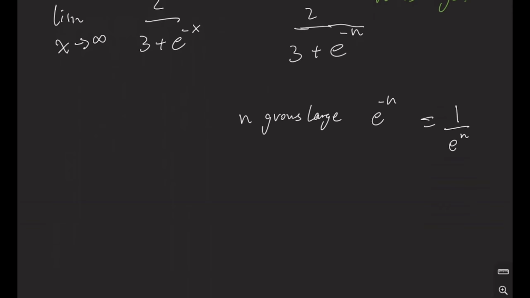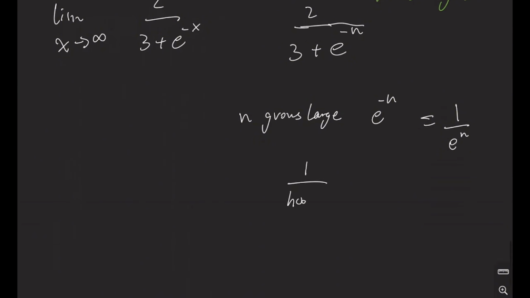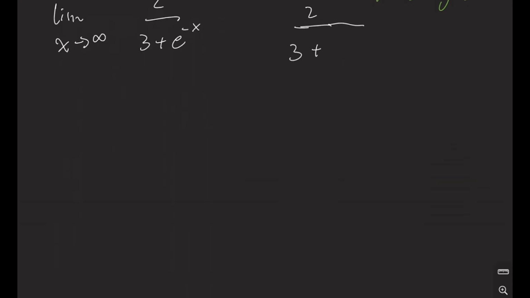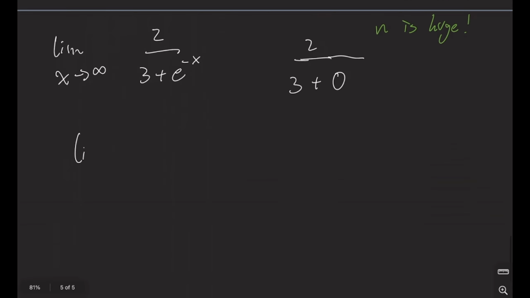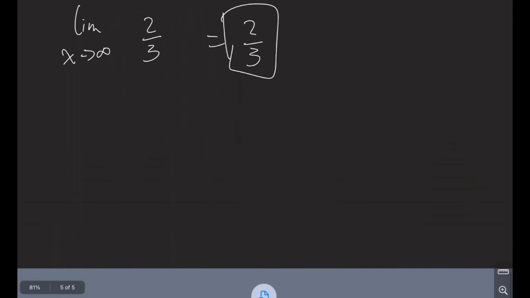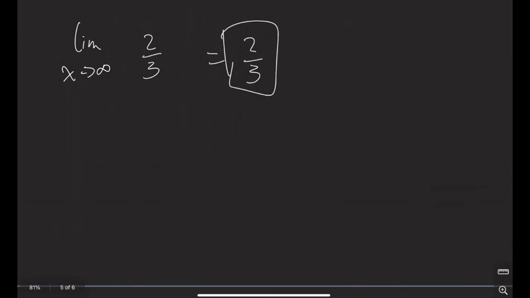And so, if I have 1 over e to the n, what does that mean? That means that e to the n grows really large. So this means 1 over huge number. And 1 over huge number is basically 0, remember? So we can kind of replace this e to the negative n as 0. And then we have this limit as x approaches infinity of 2 over 3, basically, which is just equal to 2 over 3. Okay? This is not an indeterminate form, which means we can't use L'Hopital's rule.